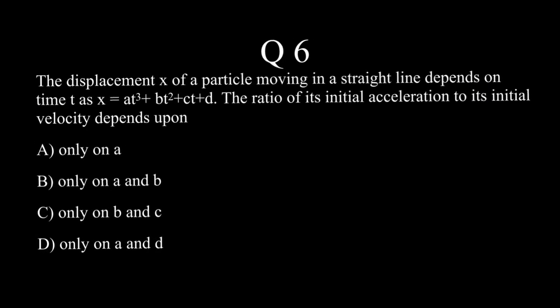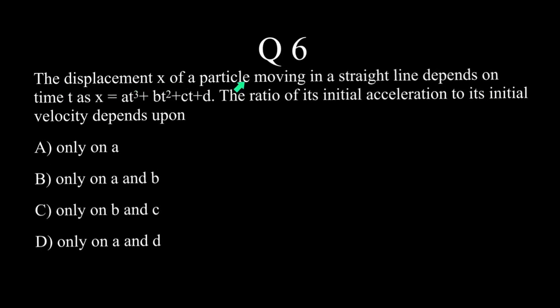The displacement of a particle moving in a straight line depends upon time t as x is equal to at cube plus bt square plus ct plus d. The ratio of its initial acceleration to its initial velocity depends upon. Okay, so again, a very simple question regarding differentiation. So we have x is equal to at cube plus bt square plus ct plus d.